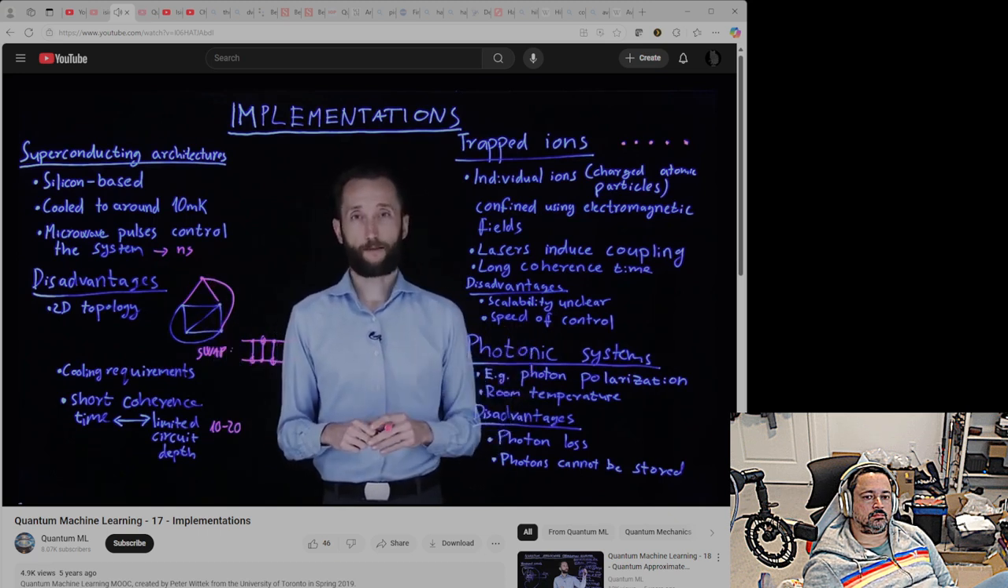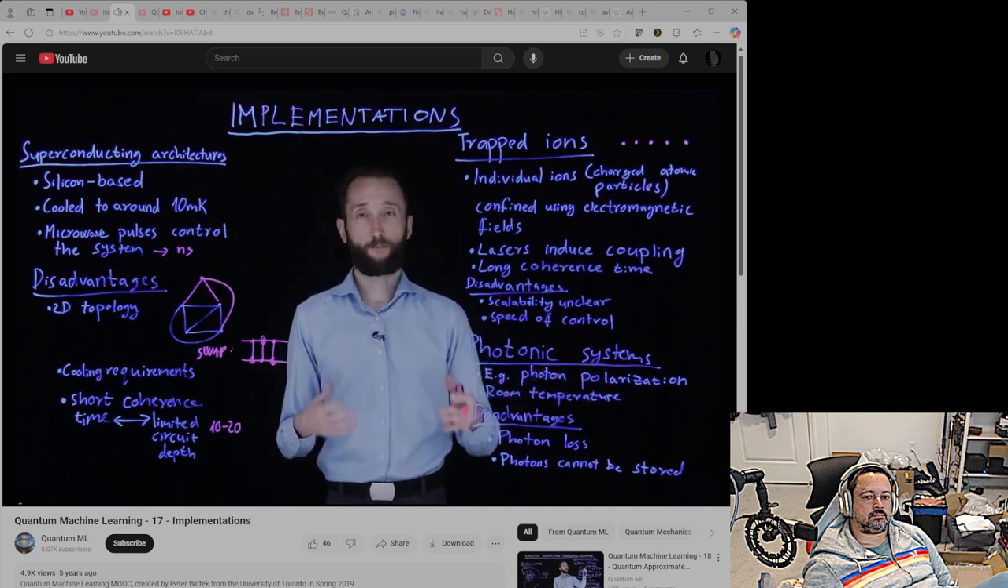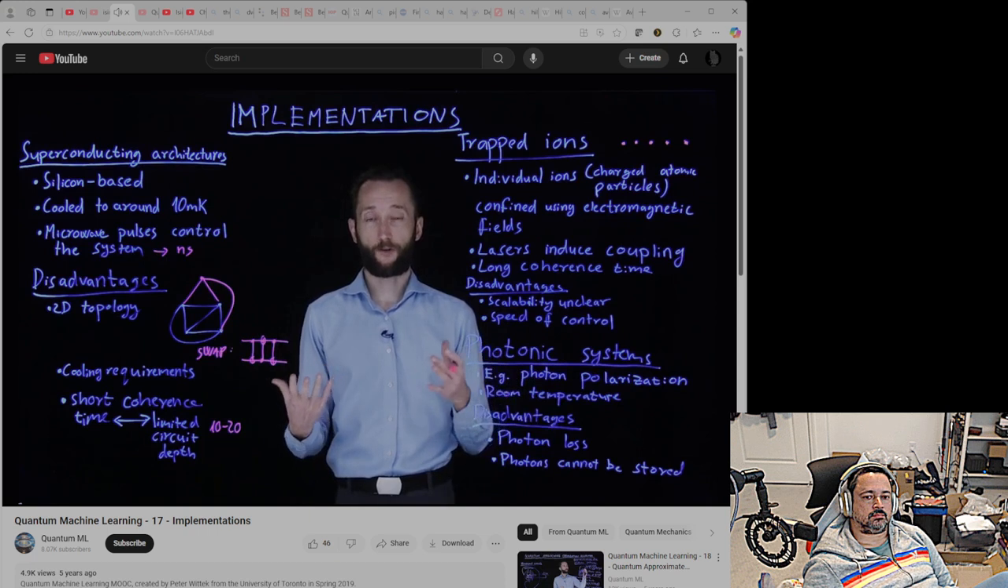Then we have photonic systems, for instance, which are just light. You can take, for instance, the polarization of the light as qubit states.